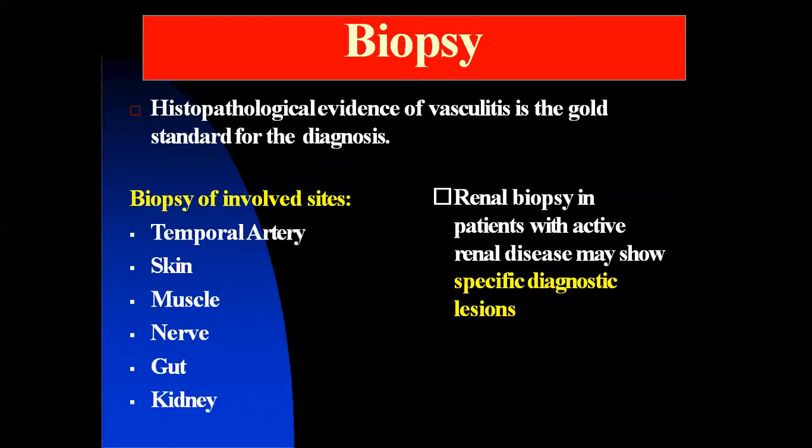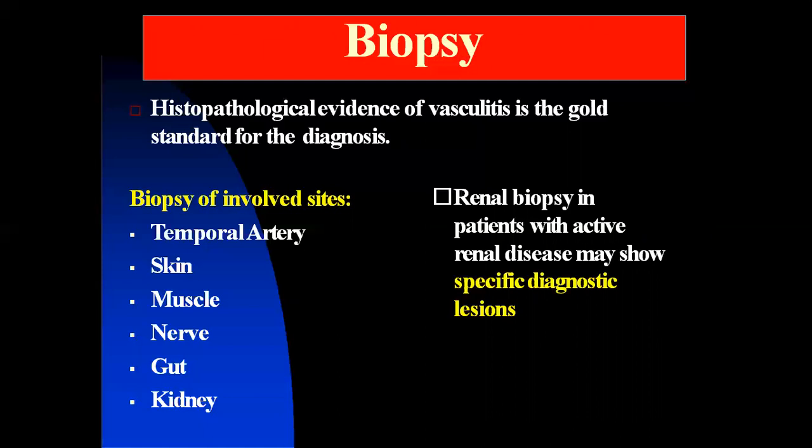Then we go for biopsy. Histopathological evidence of vasculitis is the gold standard for diagnosis. Although there are other techniques of assessing the clinical symptoms, and laboratory tests, these are non-specific. We have seen LFT, KFT, CBC, ESR. These are all non-specific, but the only gold standard, the definite one, is the tissue biopsy.